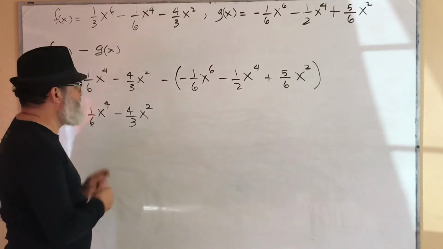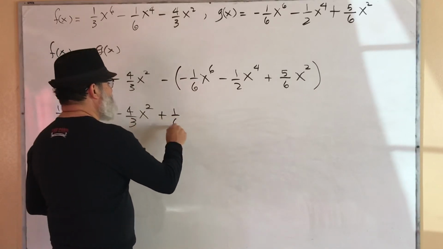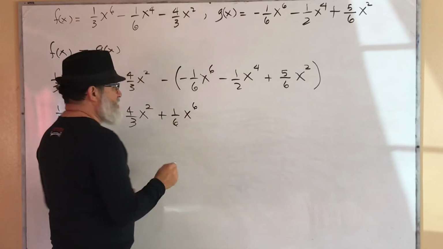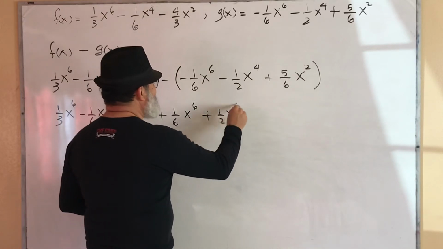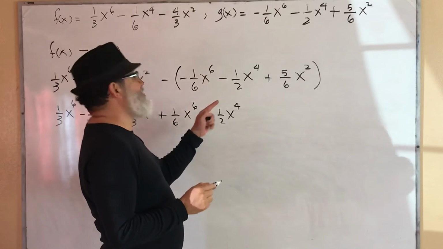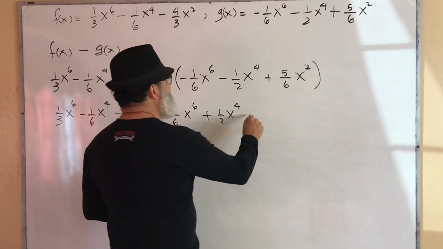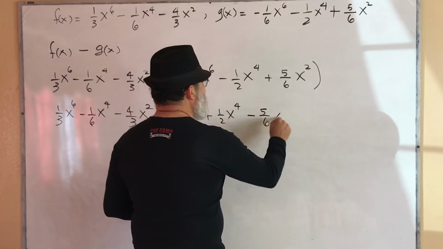Distribute. Plus 1/6 x to the 6 plus 1/2 x to the 4th. What's the last one? Minus 5/6 x squared.